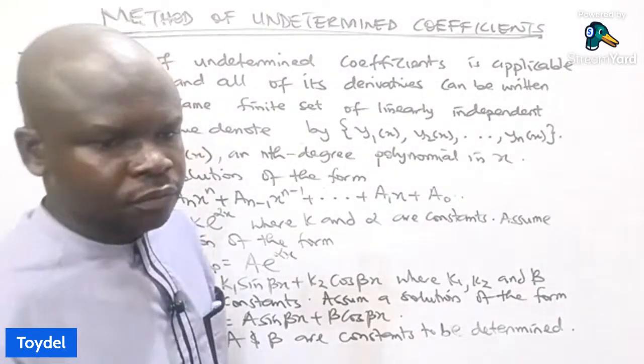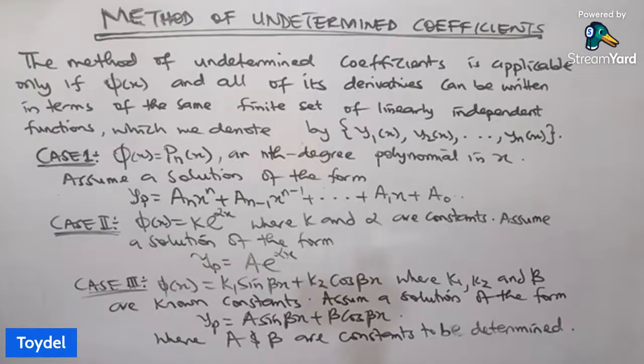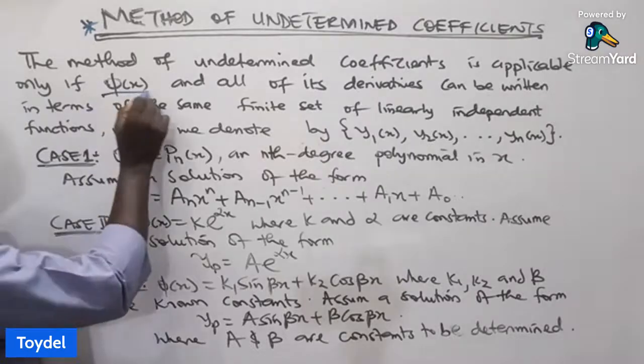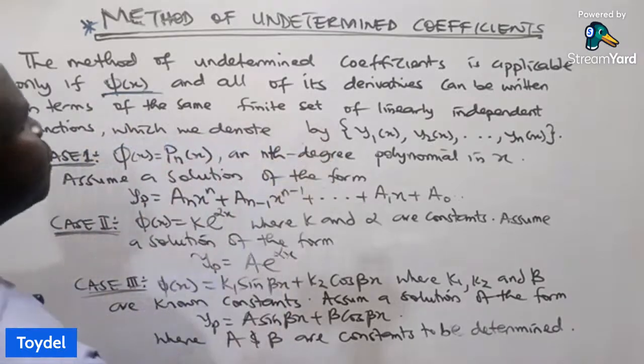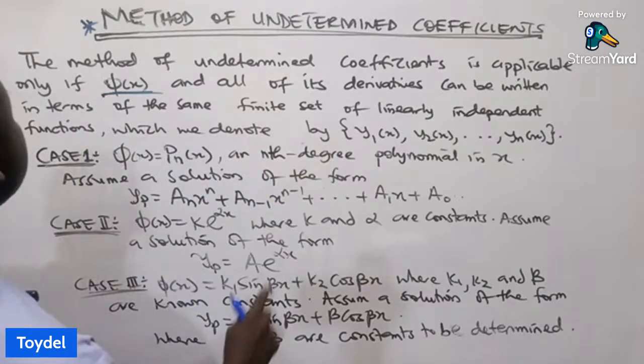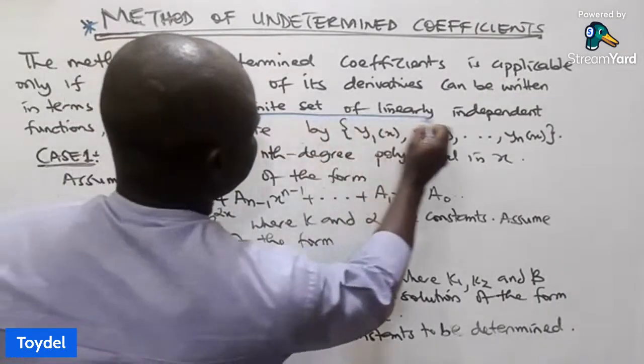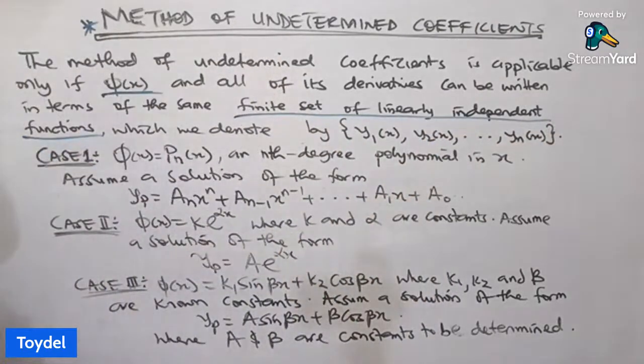Today, we want to look at the first method that we can use to find a particular solution of non-homogeneous differential equations. And the method is the method of undetermined coefficients. The method of undetermined coefficients is applicable only if the right-hand side, phi of x, and all its derivatives can be written in terms of the same finite set of linearly independent functions.